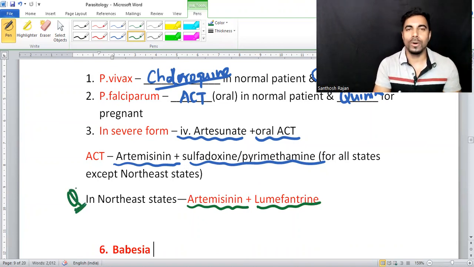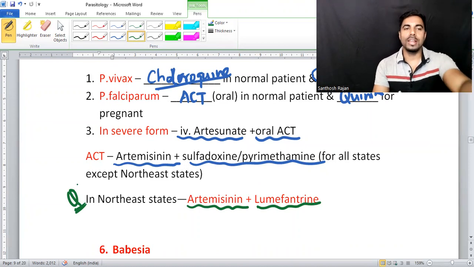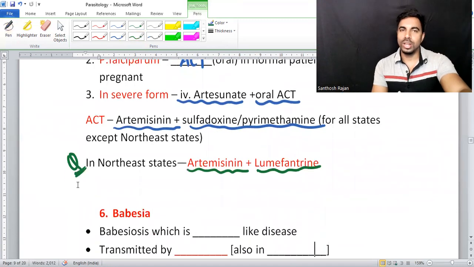Very simple. Chloroquine, don't confuse. Chloroquine for vivax. Falciparum means ACT, ACT should be there. Quinine for pregnancy. And in severe cases, along with oral ACT, you give artesunate. That's it. For the Northeast, artemether plus lumefantrine. Okay, right, this you will learn.